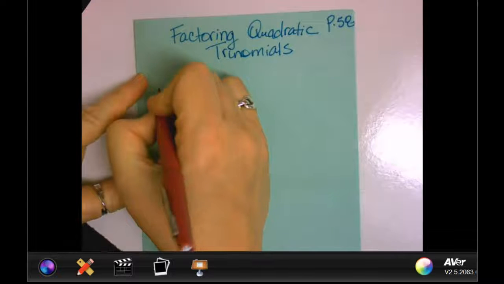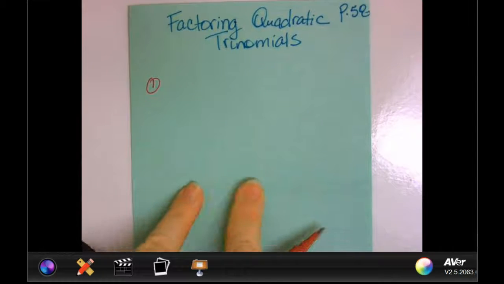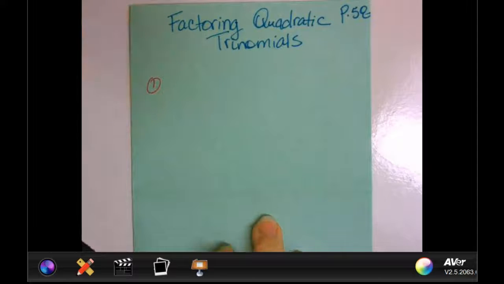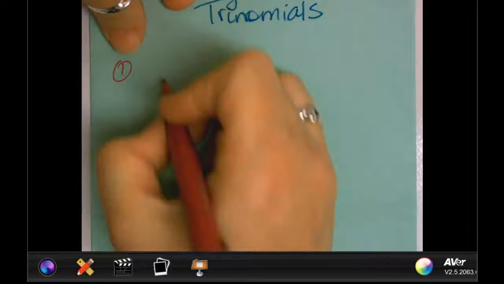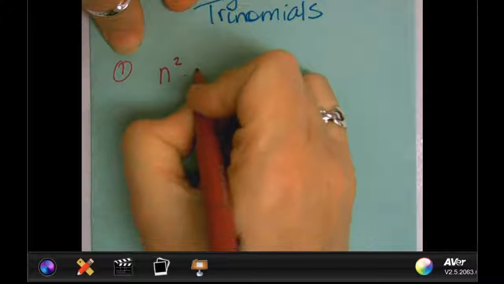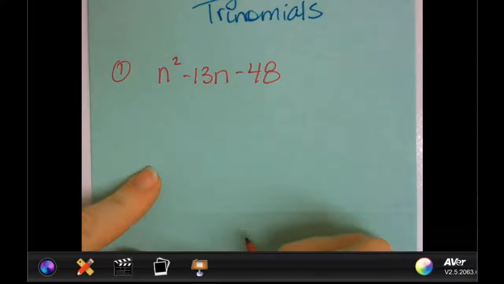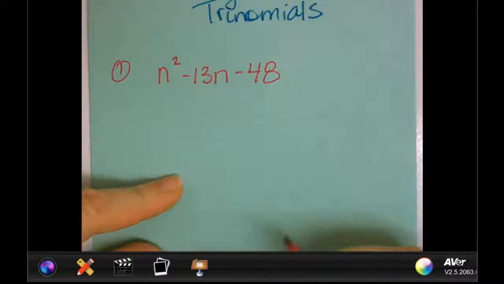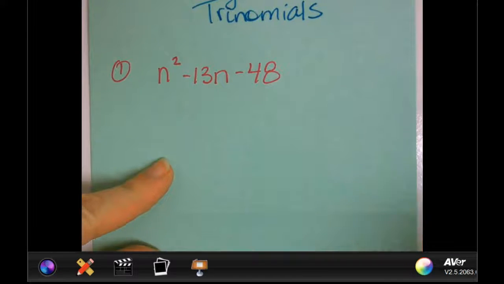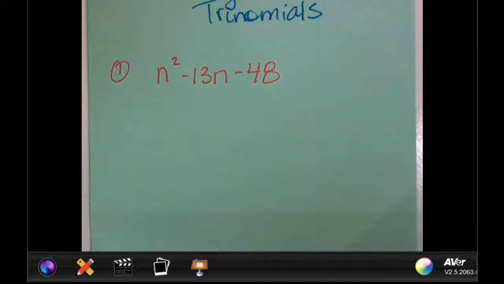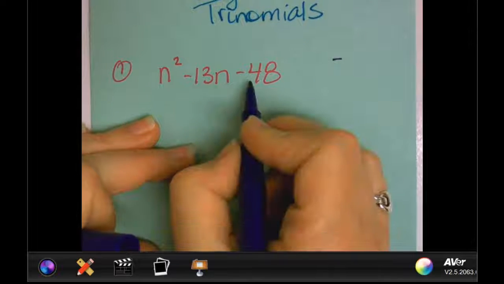So, example 1. We're going to do something real easy, real basic. And so, just make sure example 1 stays in the whole top box, like there's my line. Okay, so example 1, we're going to do n squared minus 13n minus 48. All right, so hard question of the day. I'm looking for two numbers that multiply to give me what? 48. Right? Positive or negative? Negative 48, right? So negative 48.